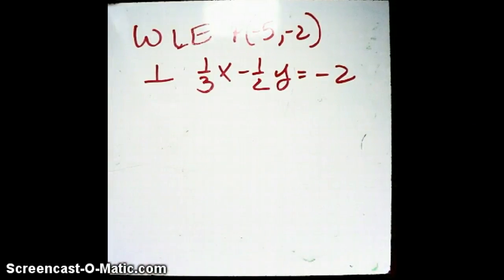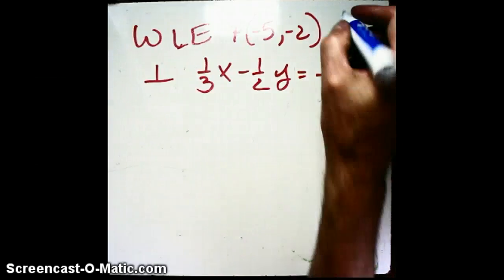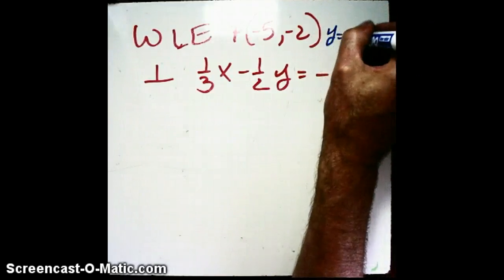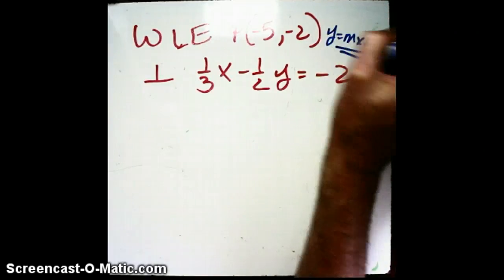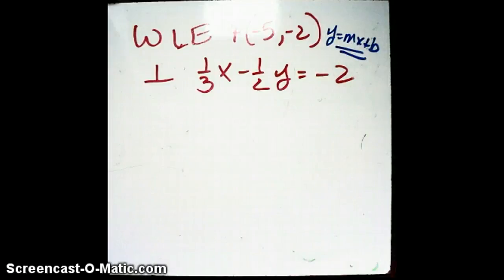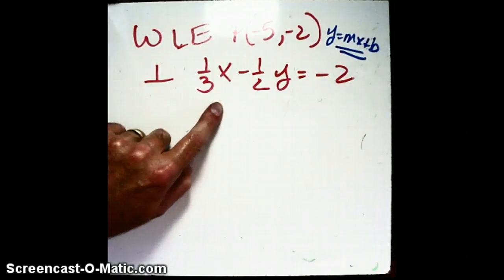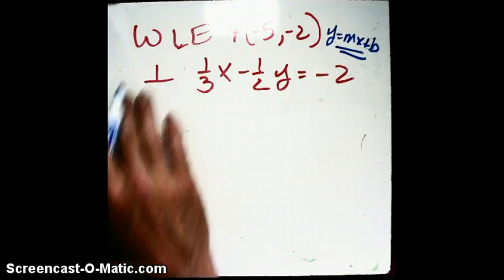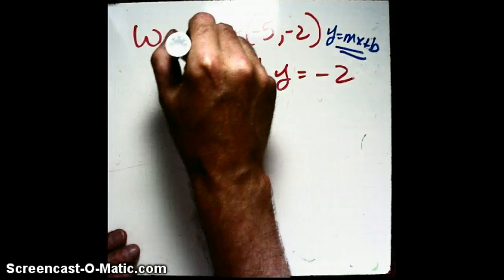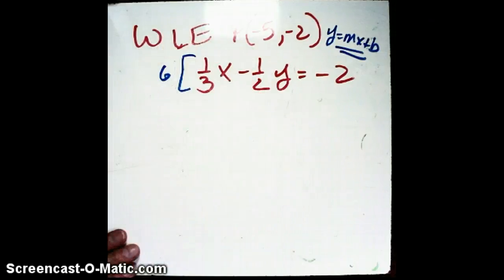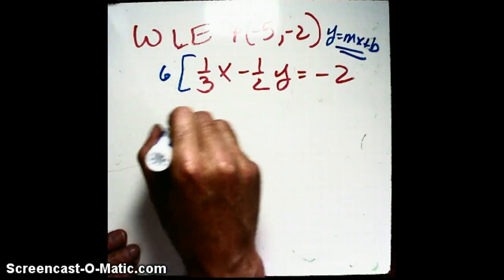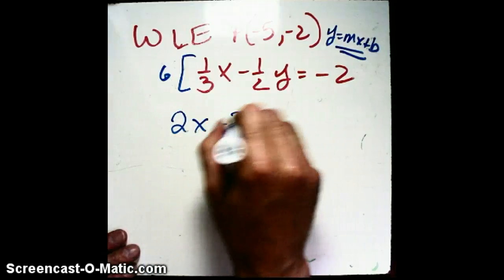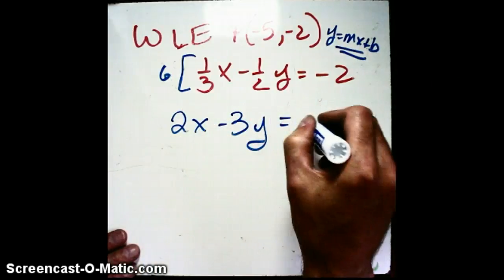So now here's a question. Write a linear equation. Let's just say I want it in this form, which happens to be my personal favorite of the three, and perpendicular to this line. Well, first of all, I have to find the slope of this line. So that means I have to solve it for y before I do anything else. I'm going to make life easier on myself and multiply everybody by 6. So that's going to be 2x minus 3y is equal to -12.